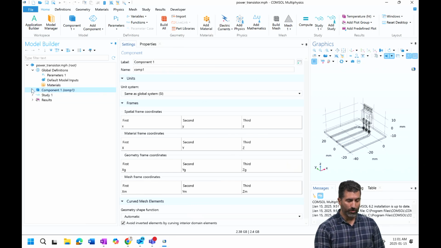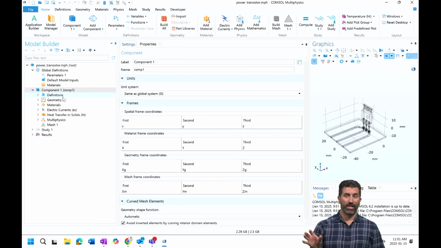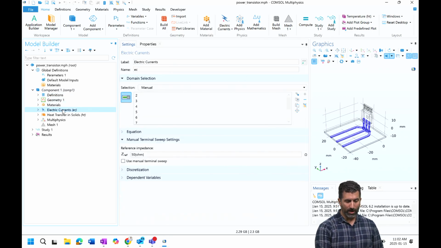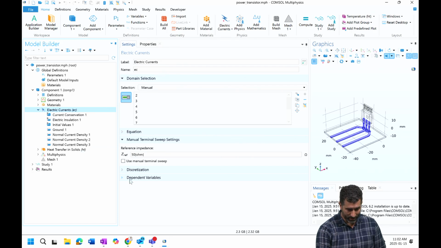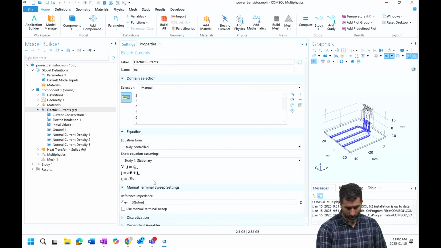But here what we're going to do is put that into a model coupled with heat transport and heat accumulation, because we're powering this transistor. We don't want it to overheat. Now, when we go into this, here we've got our electric circuit physics mode. And if we expand that, what we can see is the equation here.